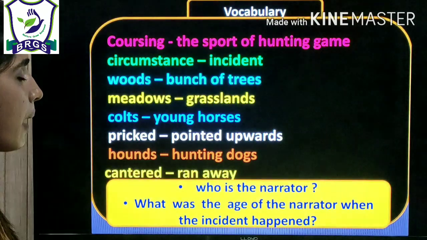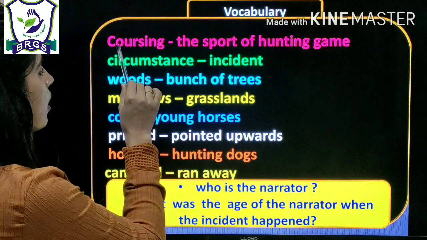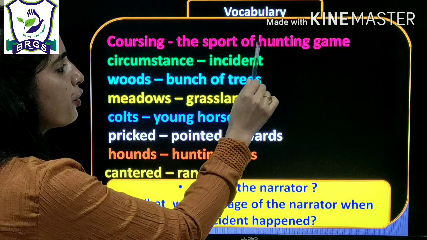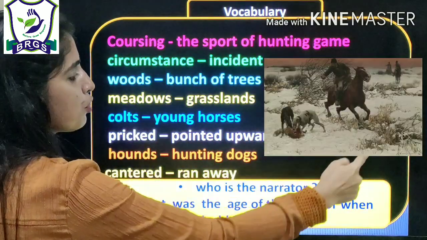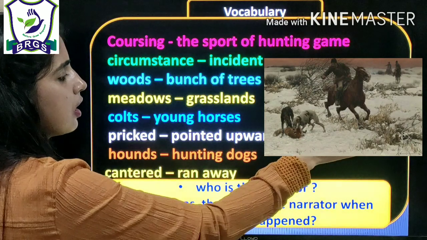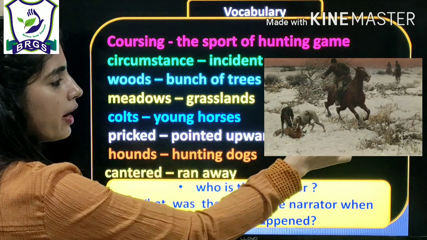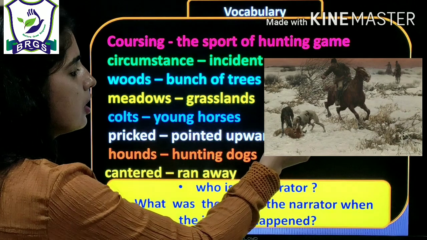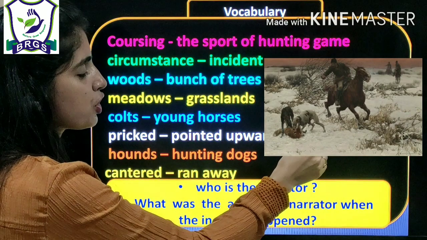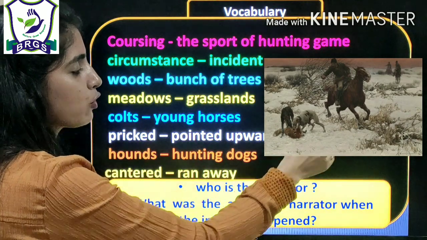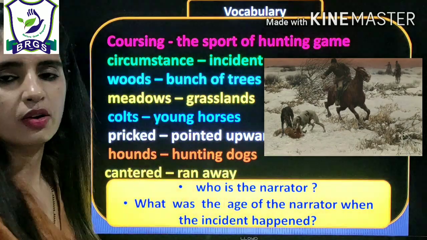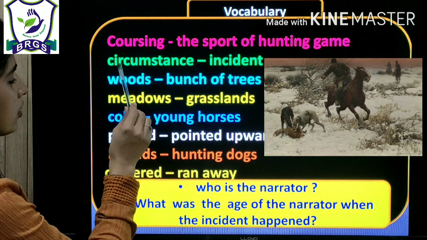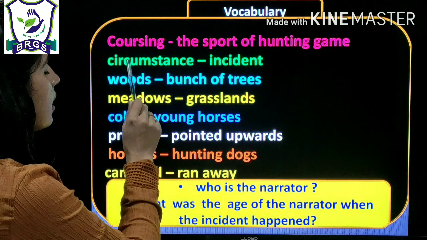So let's start the vocabulary for the first part. Coursing, the sport of hunting game. You can see in the picture a man riding a horse and hounds. Dogs are also chasing a rabbit, and the man also wanted that rabbit. This is known as coursing. Got it? Hare coursing. That's the thing.